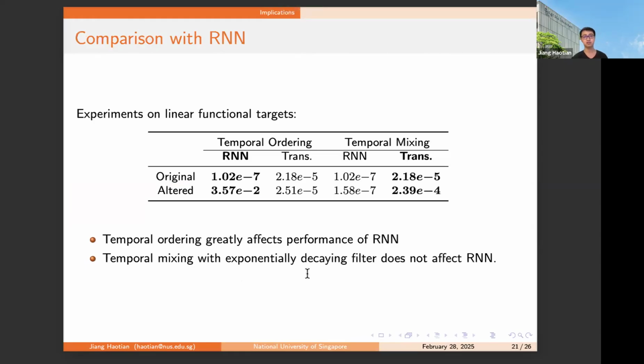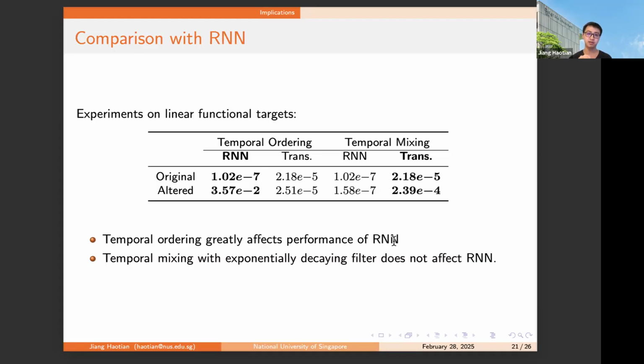Okay, let's make some comparisons with the RNNs. We are again considering experiments on the linear functional targets. And here I want to mention that the temporal ordering is actually not affecting the performance of the transformers. But for RNNs, the performance is greatly affected by the change of order. So we can think of that.